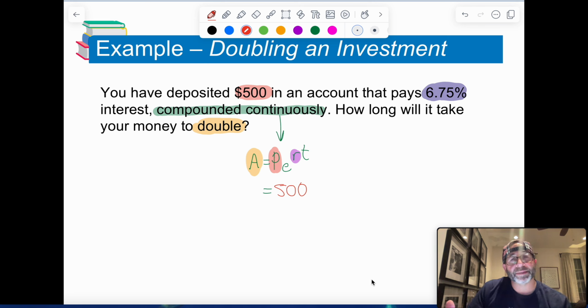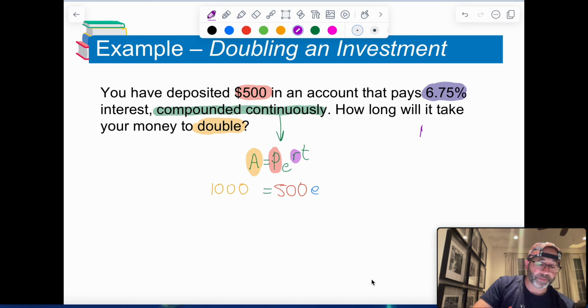Well, think about if you double it. I put in 500 and I double it, I'm going to have 1,000. If I put in 2,000, I'm going to have 4,000. So you're doubling it. Let's go ahead and throw in the doubled amount, which is 1,000. Then we have e. Let's look at the rate here. The rate is going to be 6.75.